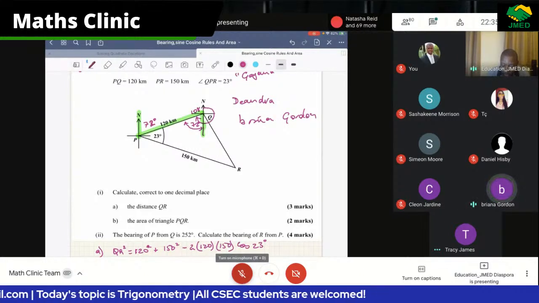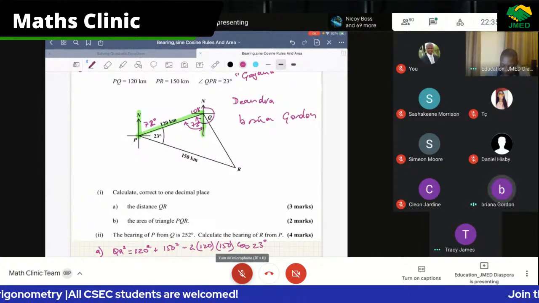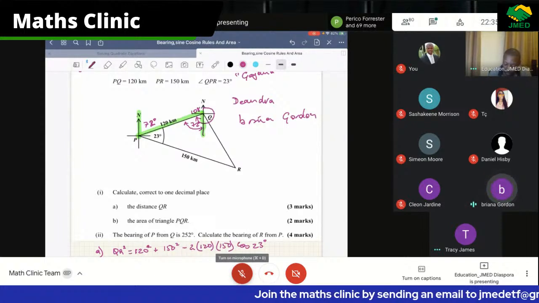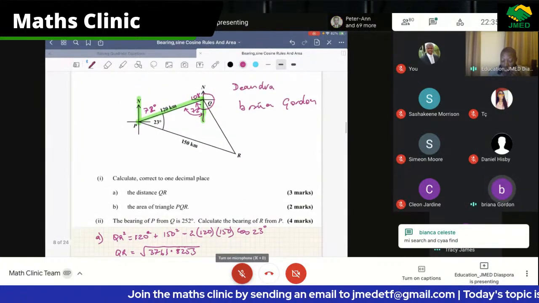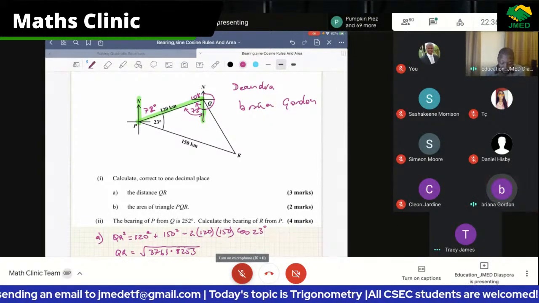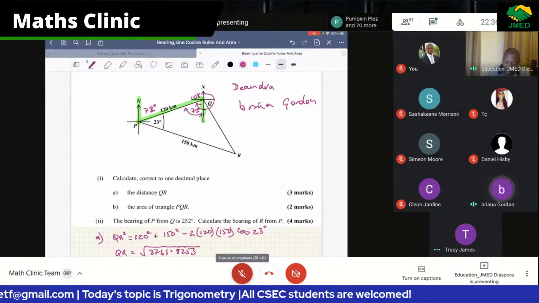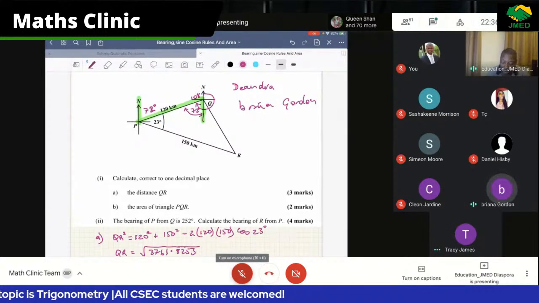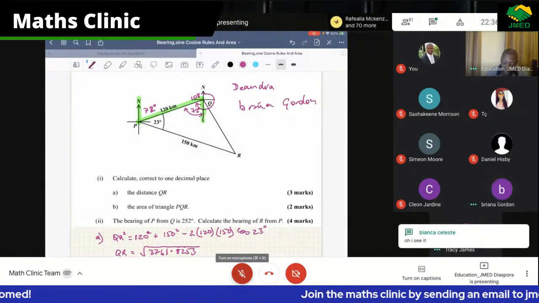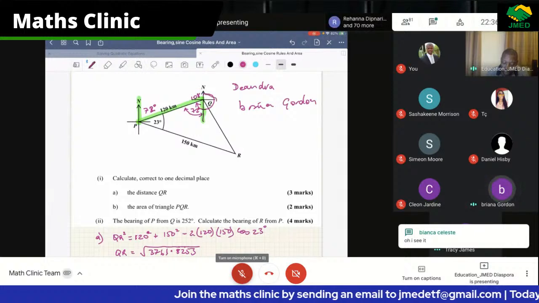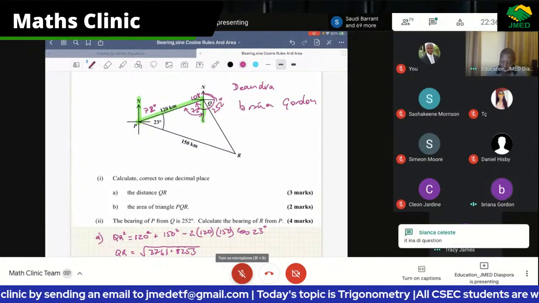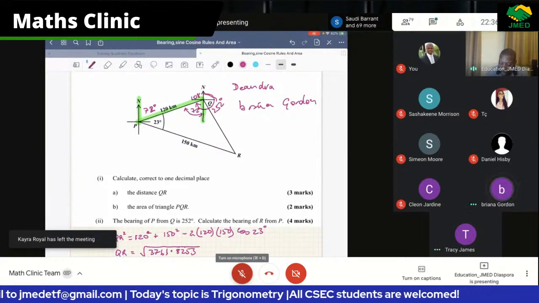Okay. And you're adding 72 to 23 to give me 95 degrees. Yes, sir. Okay. Let me ask you a question. Yes? Do you realize that the question says we are finding Q from P, this bearing here is 273. That's 252 degrees. That's a bearing. And they're asking you to calculate the bearing of R from P.